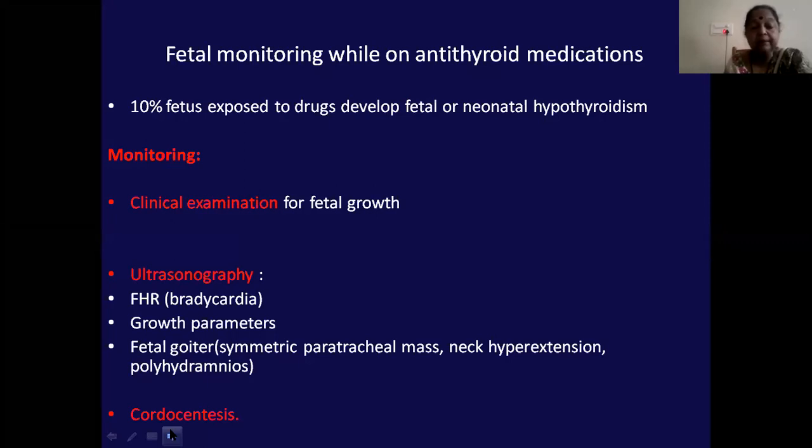There is symmetric tracheal mass and neck hyperextension and polyhydramnios. So cordocentesis in some of the cases they have advocated.